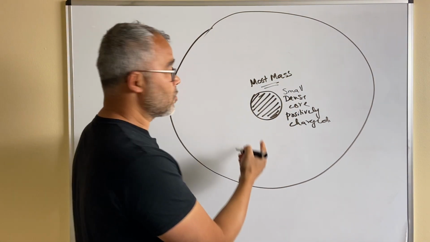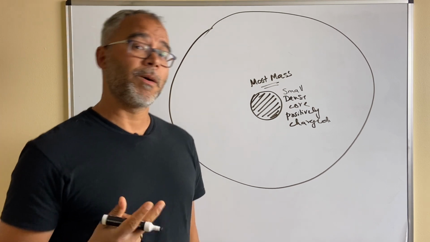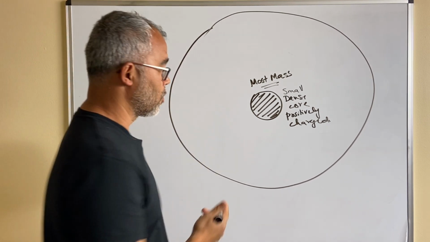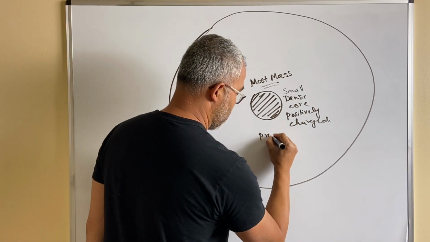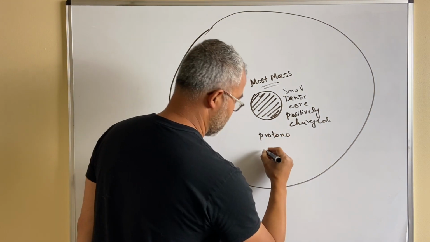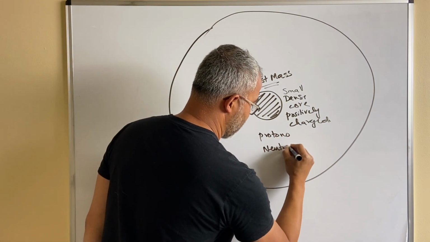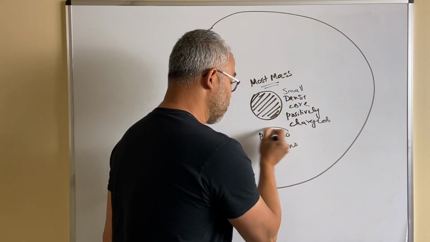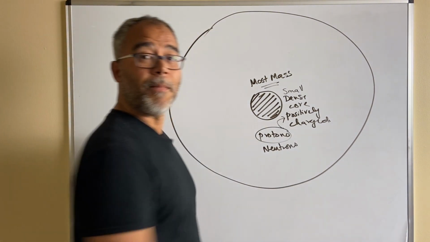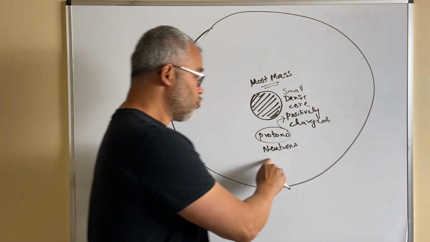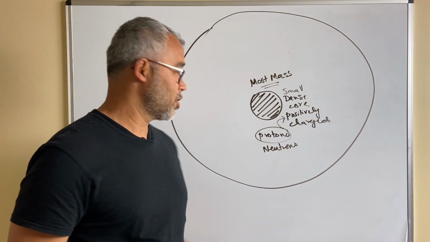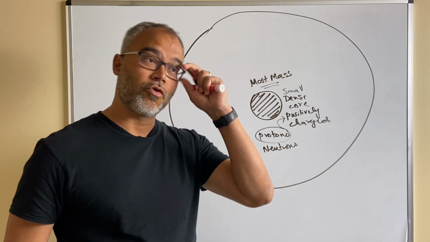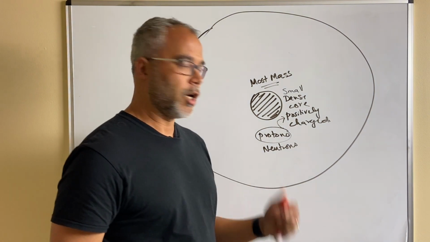Now inside this core, you have two kinds of particles that make up this core. You have protons and you have neutrons, okay? Protons are the ones that are positively charged. Neutrons do not have any charge, hence neutron. So you can think of neutron means neutral, so no charge.